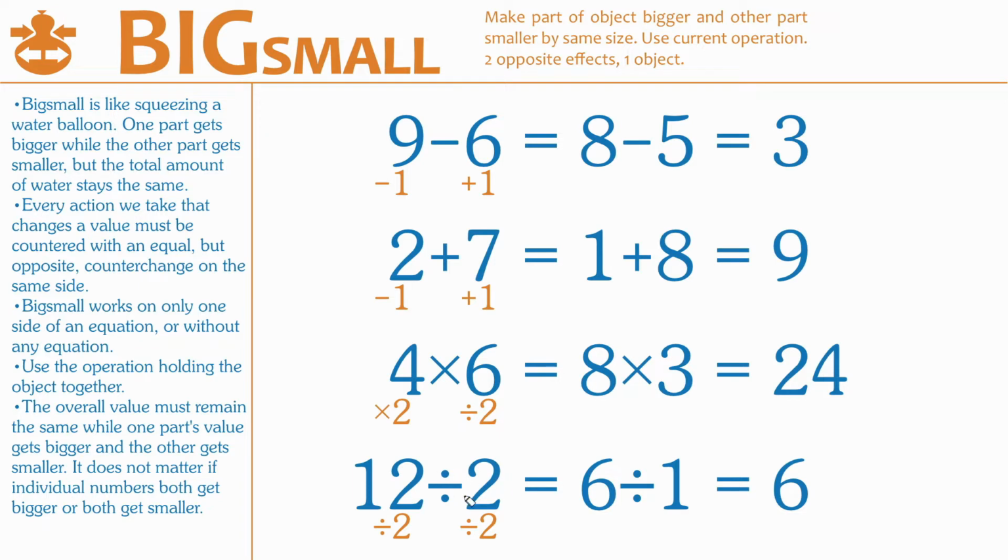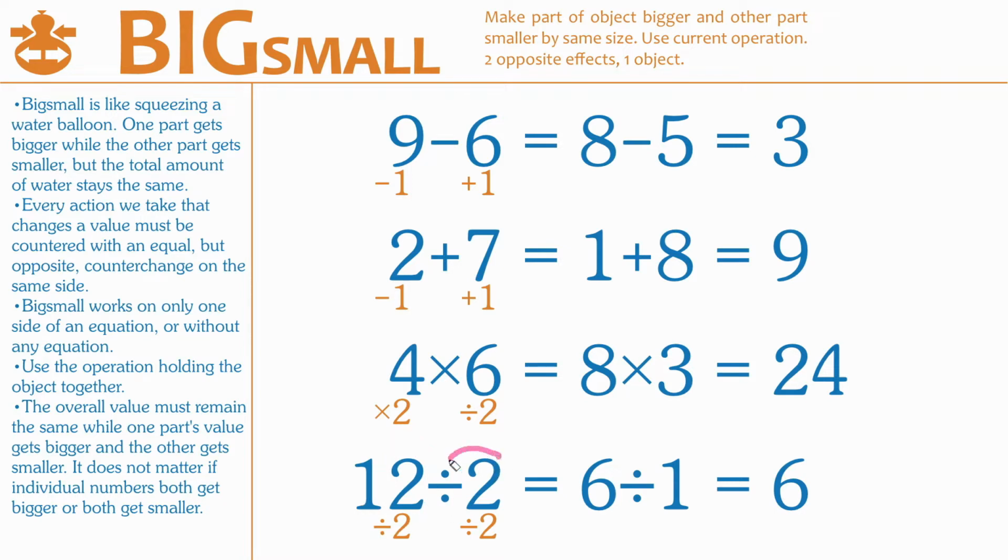Now down here, we've got division. Something else to think about here, and division reverses things. You think, well, wait a minute. I have two opposite effects. Notice I did not say two opposite operations. I said two opposite effects. 12 divided by 2 makes the value smaller.